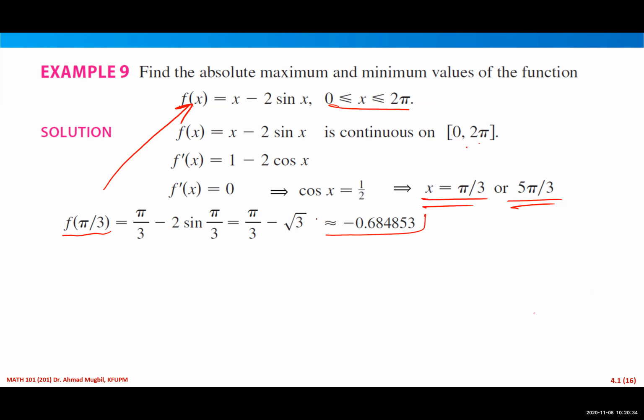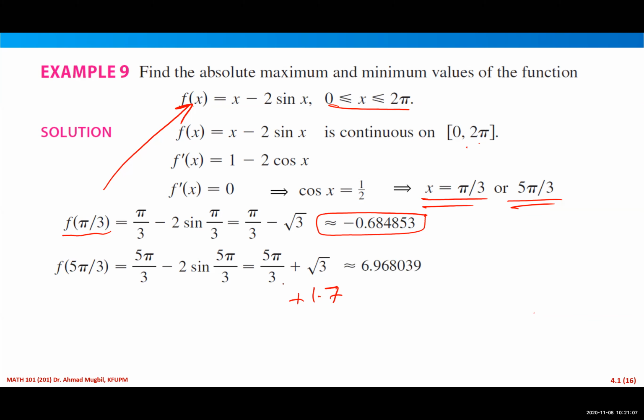This is what I said: you may need a calculator, but sometimes it will be easy for you to compare even without one. Now this is the value of the function at pi over 3. For the value of the function at 5 pi over 3, it is this one, and clearly this is bigger than that one. This is a positive number. It is 1.7 plus 5 pi over 3, which is more than 15 over 3. So it will be like 5 plus 1.7, about 6.9. So you can estimate it, approximate it.